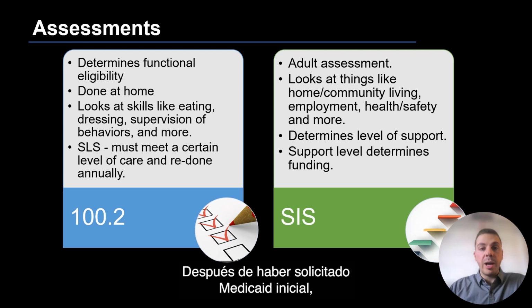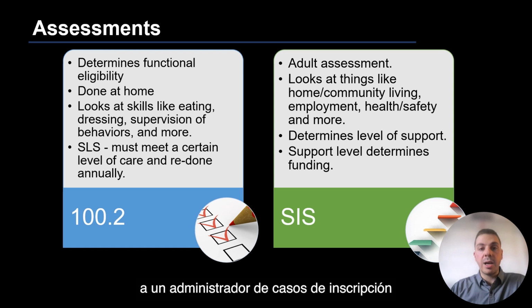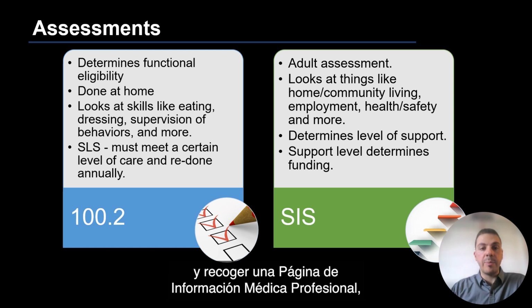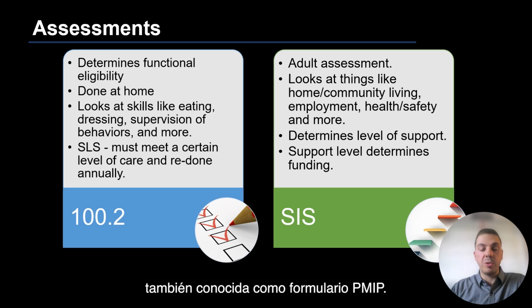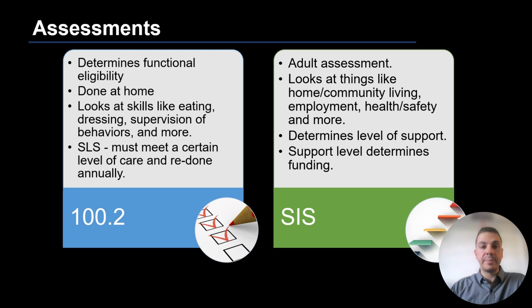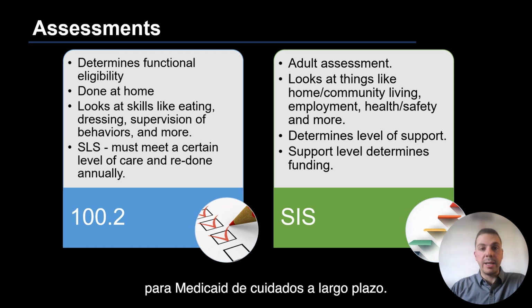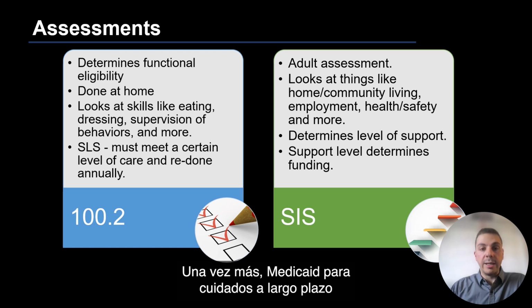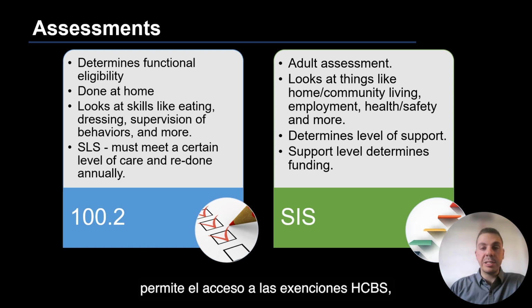After you've applied for initial Medicaid, sometimes called Medicaid State Plan, you will then be assigned to an enrollment case manager with our enrollment department. The enrollment case manager will reach out to you to schedule a 100.2 assessment and collect a professional medical information page, sometimes known as the PMIP form. The 100.2 assessment and PMIP help establish eligibility for long-term care Medicaid. Again, long-term care Medicaid allows access to the HCBS waivers, including the SLS waiver.